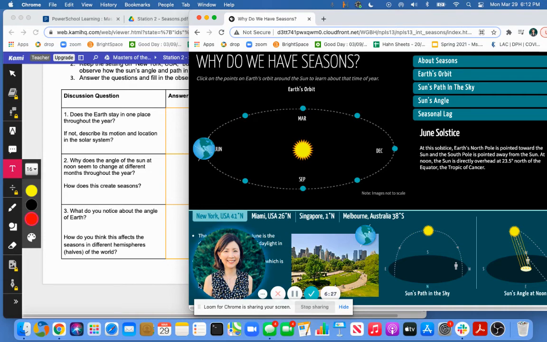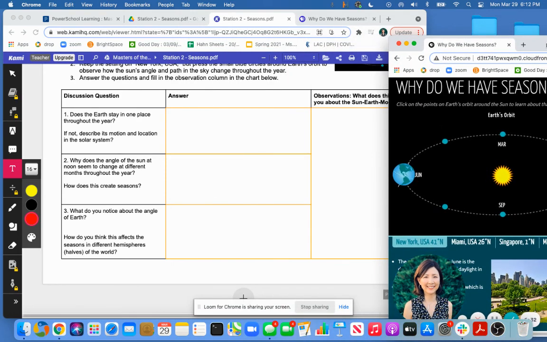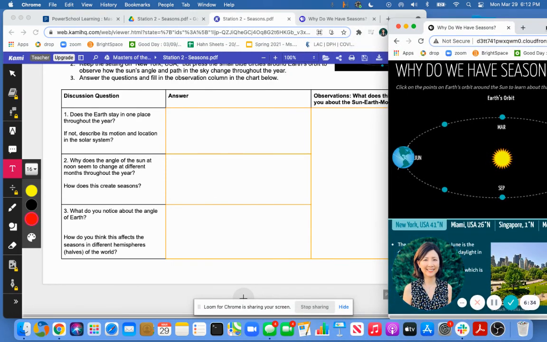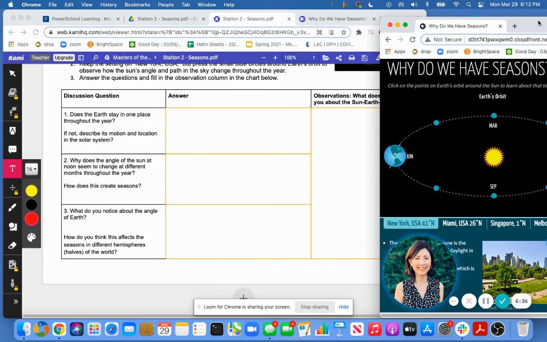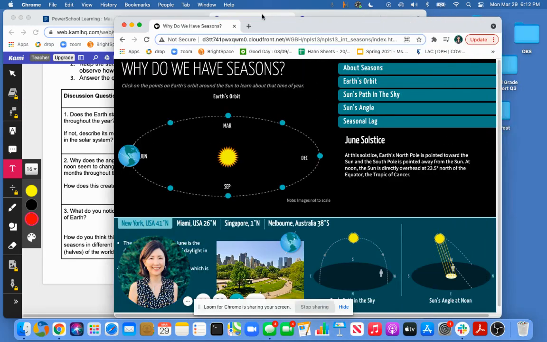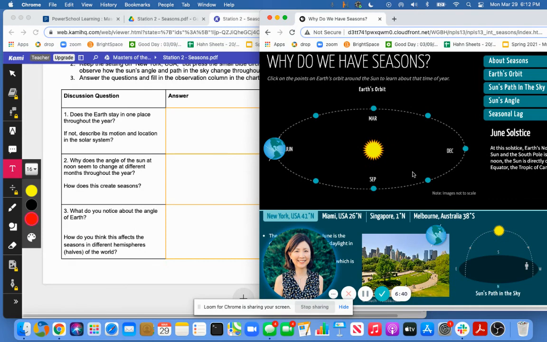Okay, I hope that's helpful to you. After you answer the questions, you're going to put your final summary observations about what you learned from this activity about the sun and the earth. We didn't do the moon in here, so you'll just mention what you learned about the sun and the earth through this model. If you have any other questions, feel free to send me an email.